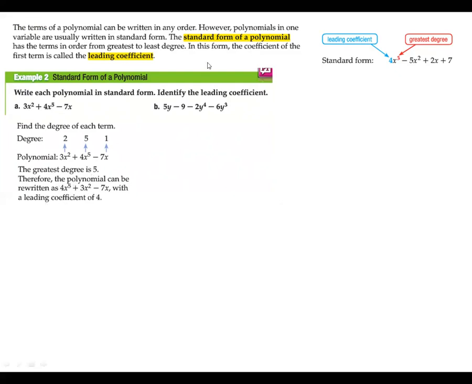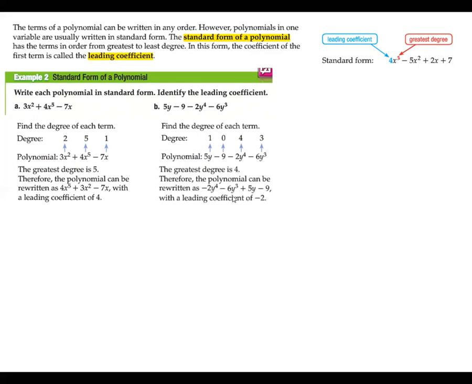The number in front of the first term in standard form is a 4, so the leading coefficient is 4. This one here, 5y minus 9 minus 2y to the 4th minus 6y cubed. So first, let's look at the degree. The degree of the first term is 1. The constant is 0. This is the 4th degree, and this is the 3rd. So the highest degree is 4. So the degree of the polynomial is 4.